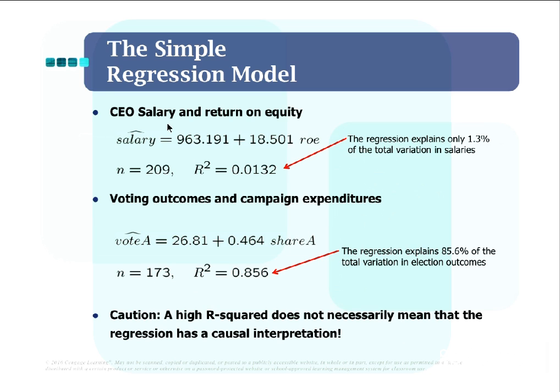On the other hand, if we look at the voting example, the R squared is equal to 85.6%. So basically, it says that this regression, or share of campaign expenditure, explains 85.6% of the total variation in election outcomes.